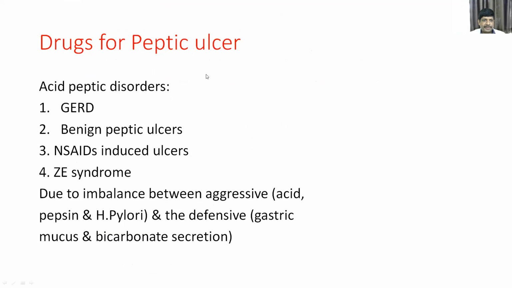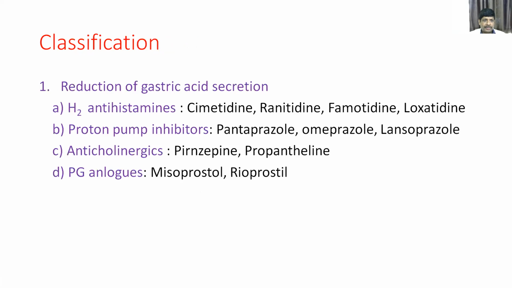Drugs for peptic ulcer disease. Acid peptic disorders like GERD, benign peptic ulcer, NSAID-induced ulcer, or Zollinger-Ellison syndrome. All these are peptic ulcer or gastrointestinal disorders where many drugs can be used. The classification is antihistamines: cimetidine, ranitidine, famotidine, roxatidine; proton pump inhibitors; anticholinergics; prostaglandin analogues.